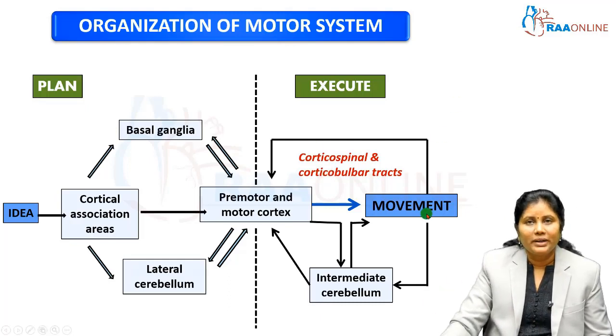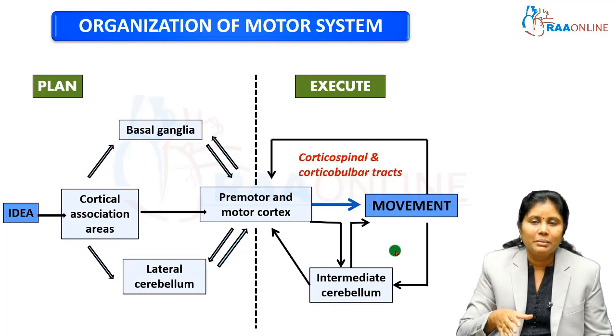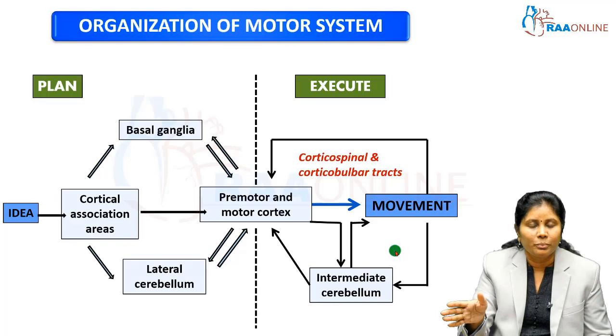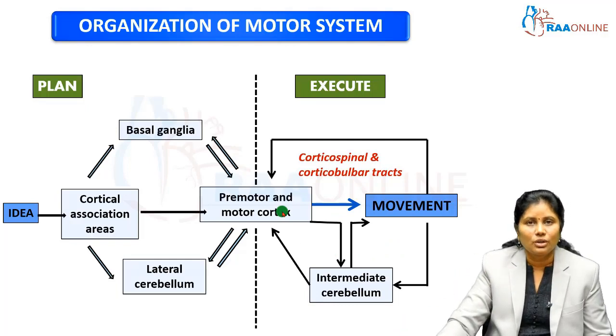So after this movement has been executed, a feedback will be sent to the intermediate cerebellum. Now this cerebellum has to compare the plan with the performance, and if there is any discrepancy, the cerebellum, on the go of the movement, will correct the errors. Okay, and the error copy will also be sent to the premotor cortex. So this is how the motor system is organized for execution of a particular movement of the body.